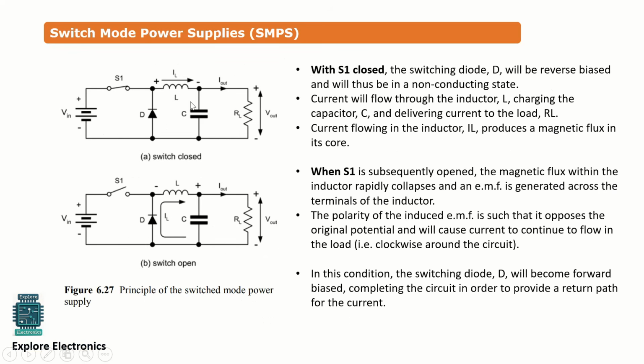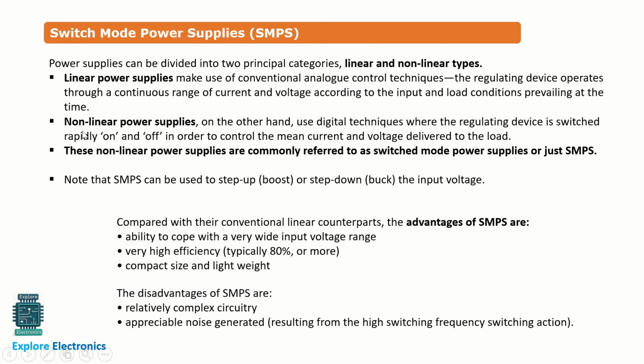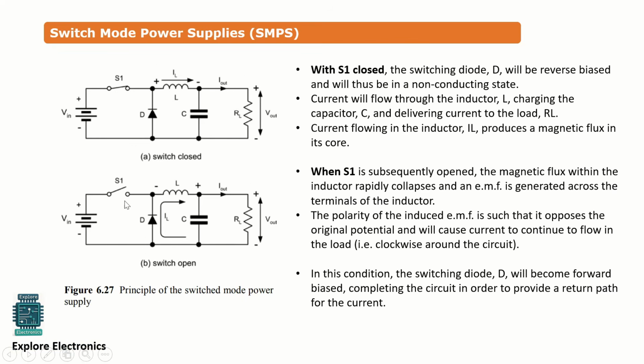Coming to the circuit, you can see these two circuits here, where the first thing is, here we have a switch called S1. The first circuit shows what happens when the switch is closed and what happens when the switch is open. I said here these non-linear supplies work on the regulation of the device through switching the device on and off, right? To do that, we have S1 over here.